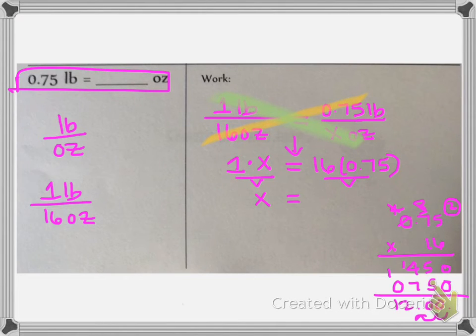Okay, so when I multiplied, I should have gotten 1,200. Then I put my decimal back into my problem, and I get that x equals 12 ounces. Don't forget your label, and box your answer.